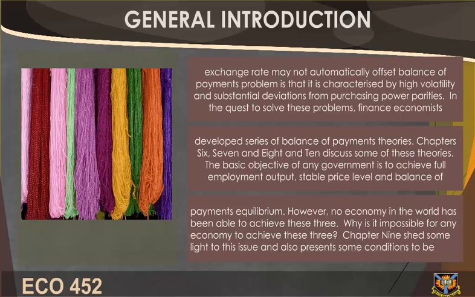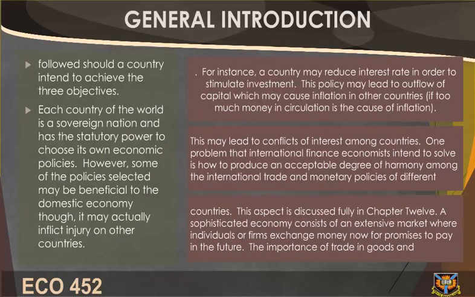The basic objective of any government is to achieve full employment output, stable price level, and balance of payments equilibrium. However, no economy in the world has been able to achieve these three. Why is it impossible for any economy to achieve these three? Chapter 9 sheds some light on this issue and also presents some conditions to be followed should a country intend to achieve the three objectives.